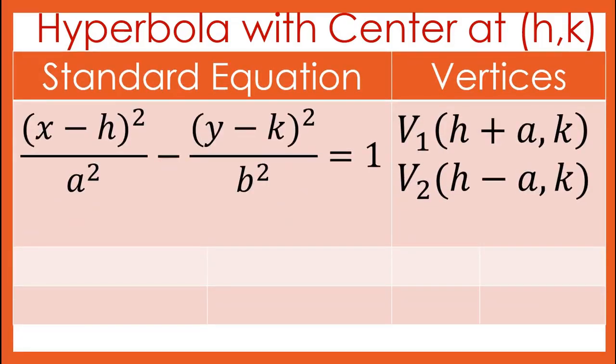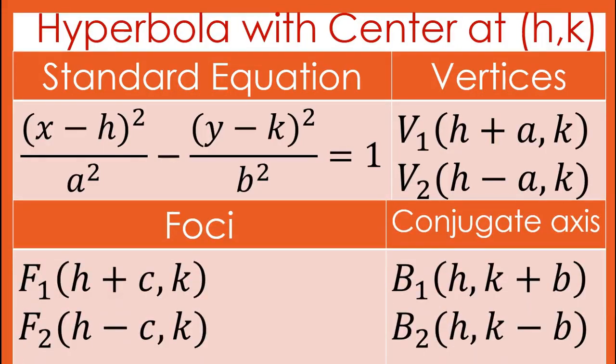For the vertices, they are located at V1 (h plus a, k) and V2 (h minus a, k). We have the foci. The foci are located at (h plus c, k) and (h minus c, k). Meaning, we're just going to add and subtract half of the distance between F1 and F2, which is c, from the abscissa of the center of our hyperbola.